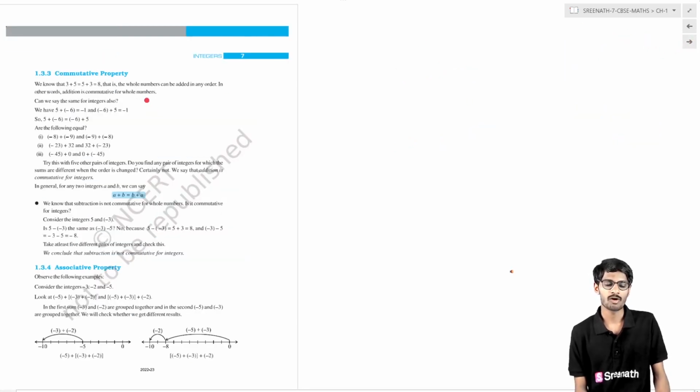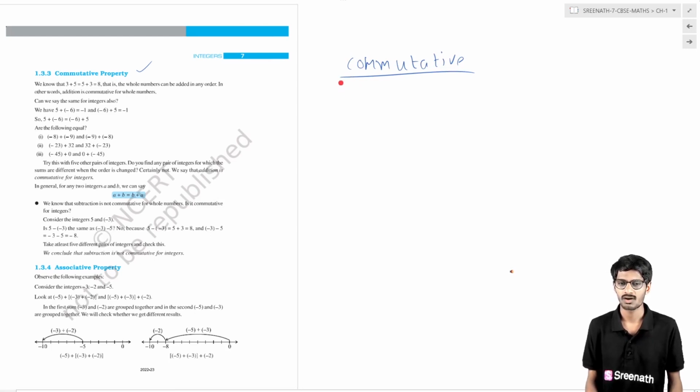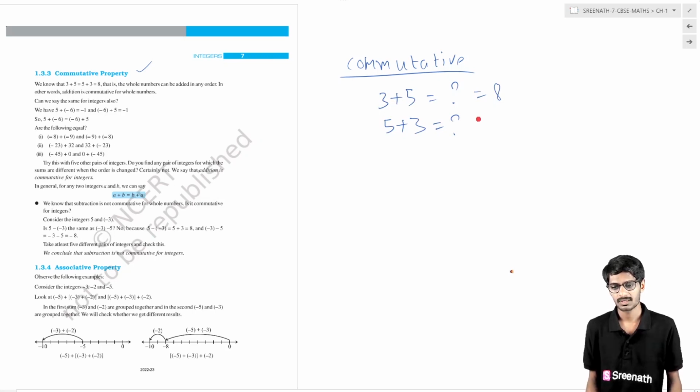Okay, now we have moved on to another property, that is the commutative property. What is the commutative property? Basically, take this example. What does this property tell us? Take this example, 3 plus 5, add, what is the resultant? Now add 5 plus 3, what is the resultant? Basically 3 plus 5 is equal to 8, and 5 plus 3 is equal to 8.